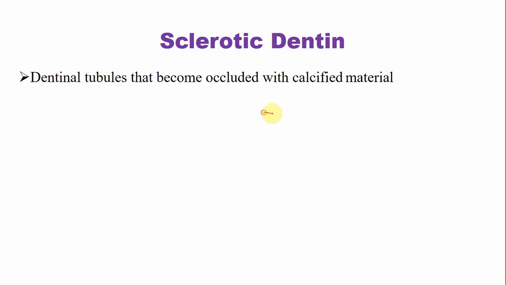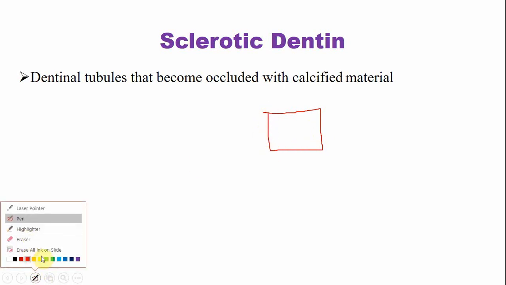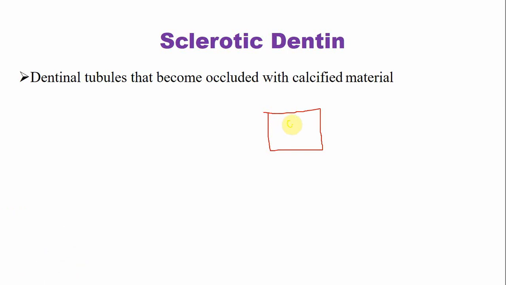So let me draw again a cross section of dentin for you. So this is a cross section. These are the dentinal tubules. This is the peritubular dentin. This is a peritubular dentin. This is a dentinal tubule, and this highly mineralized collar is the peritubular dentin. This is again another dentinal tubule, and this is the peritubular dentin. So in between these tubules, the dentin is the intertubular dentin. Outside this highly mineralized collar is the intertubular dentin.